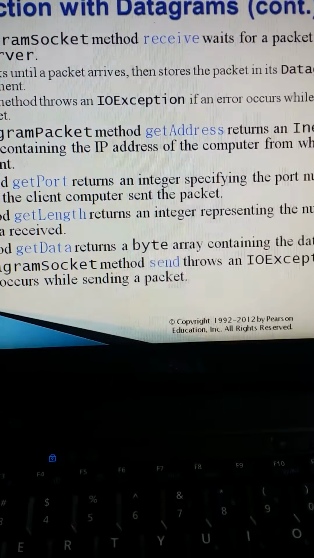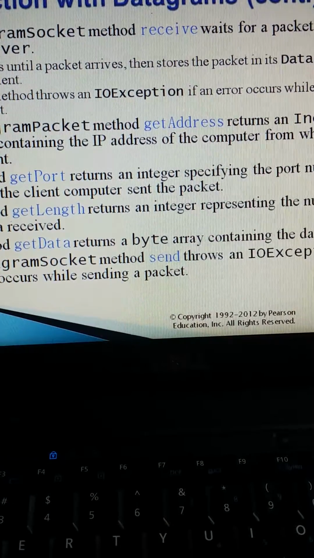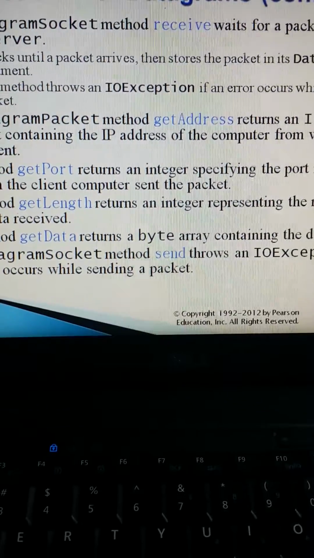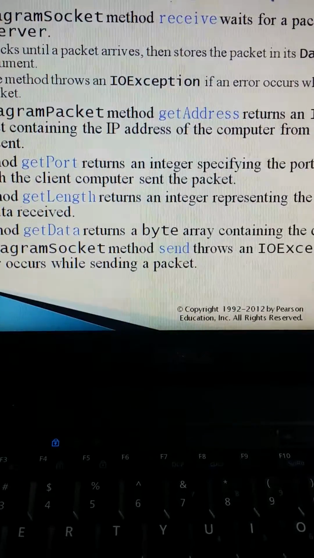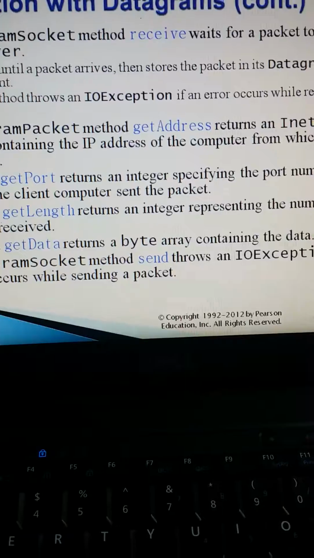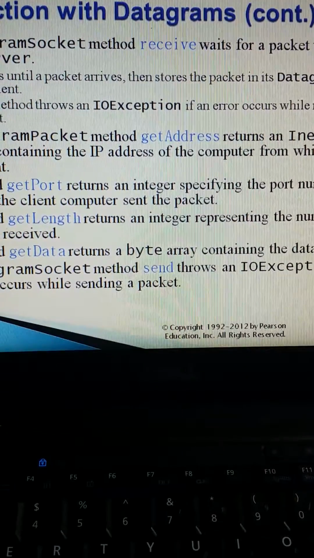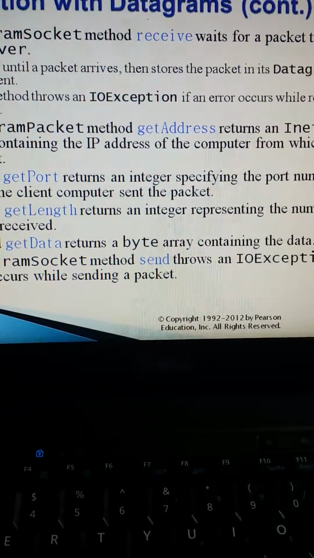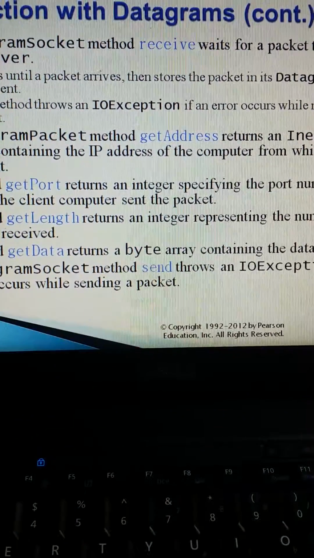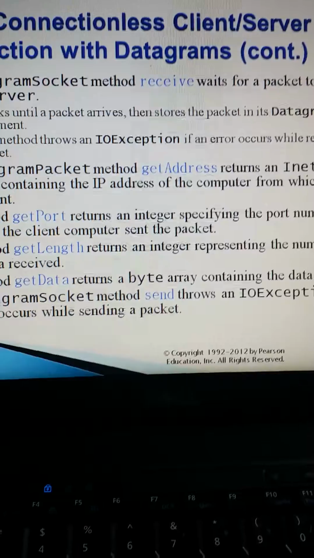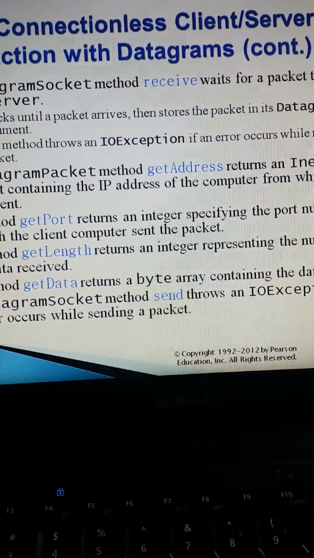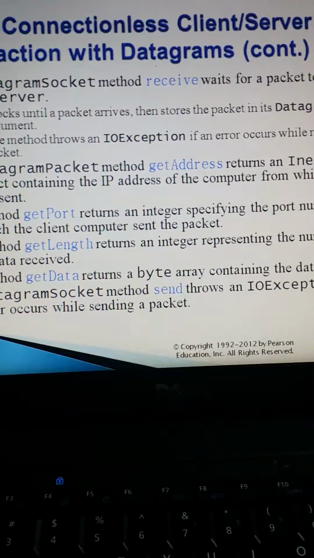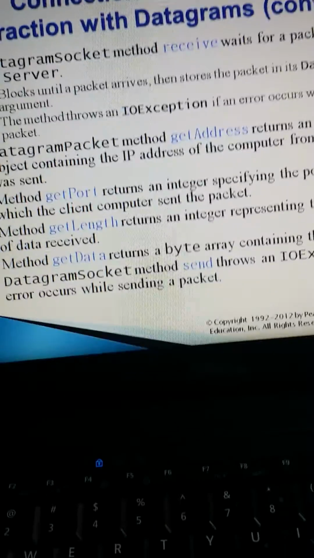Basically, it's telling that whenever a user is requesting or sending any information through packets, it is identified through the number called the port number. Method get length returns an integer representing the number of bytes of data received.